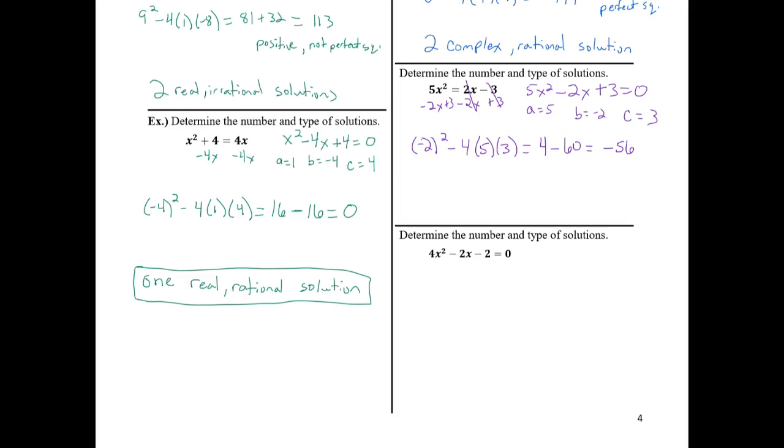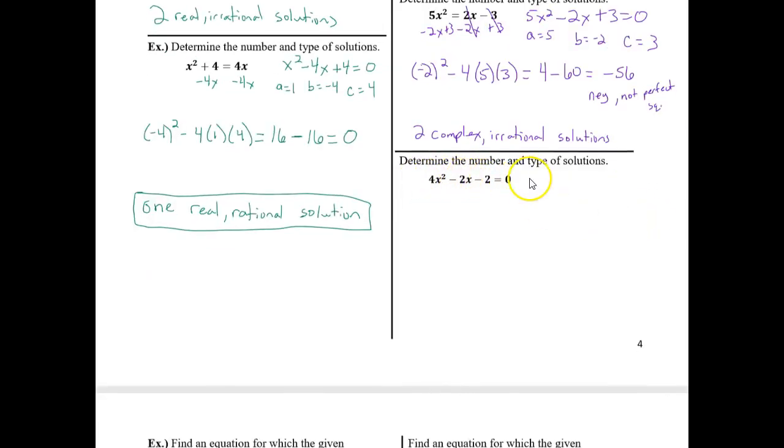Now, that is negative, but it's not a perfect square. This means that the negative number means 2 complex, and in this case irrational, because it's not a perfect square, solutions. So again, that first number tells us it's 2 complex, and because it's not a perfect square, it tells us it's irrational.